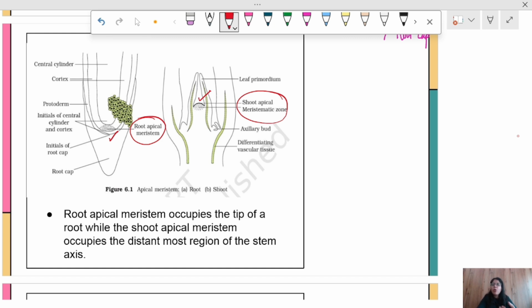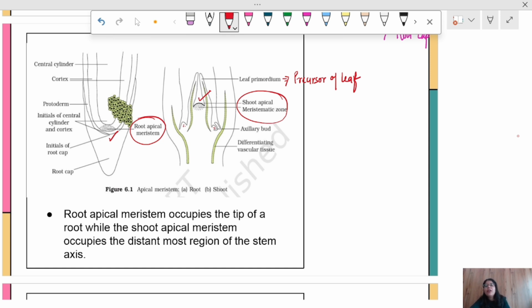And they have shown plenty of more things here. This is the leaf primordia, or you can say precursor of leaves. This is the axillary bud. Here also dividing cells are present. This is the differentiating vascular tissue; vascular tissue is getting formed here. This is the central cylinder. This is the cortex region. The different layers you are going to read in some time in this chapter, and you will be able to understand.